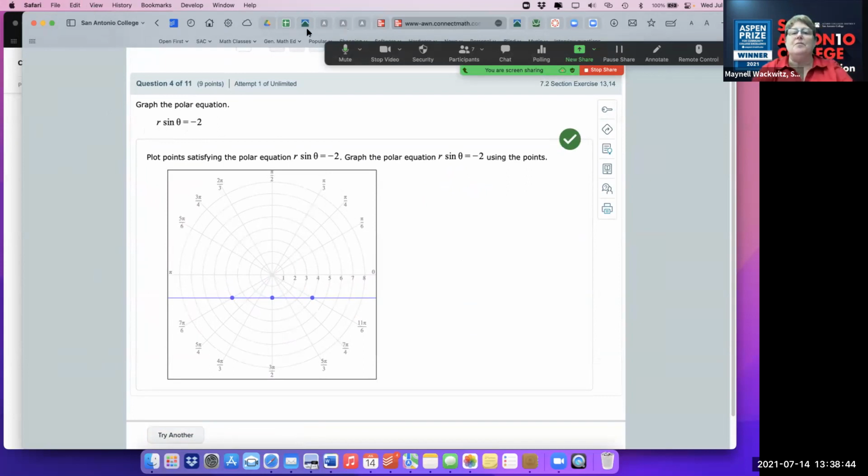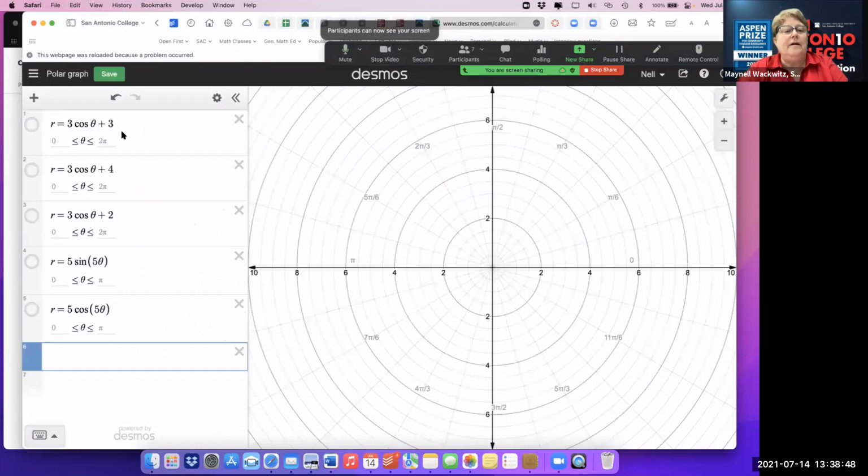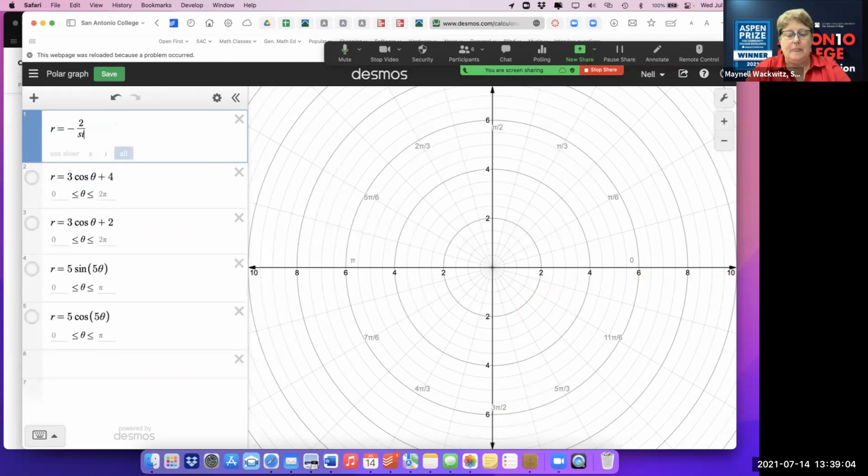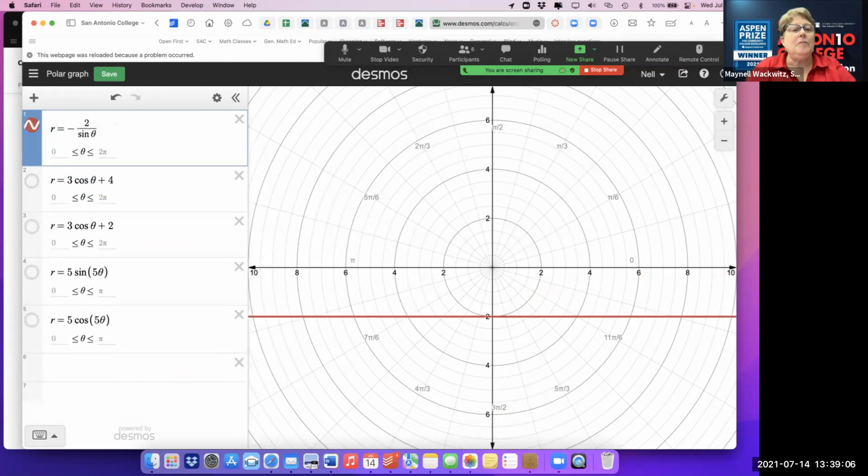But say I didn't remember that and I'm frustrated. Then I'm going to go to Desmos and type in r sine theta. Oh, I see, it makes me solve for r: r equals -2 divided by sine theta. And you can see we get that same straight line. So let's go back.